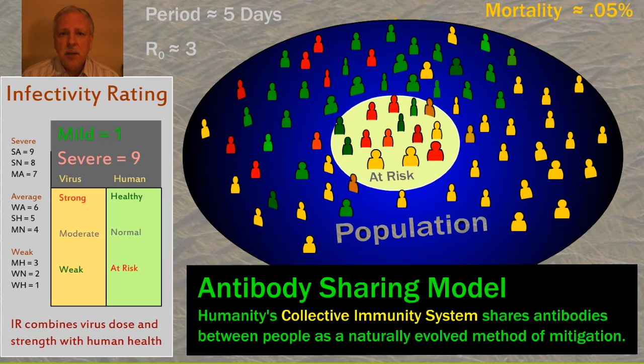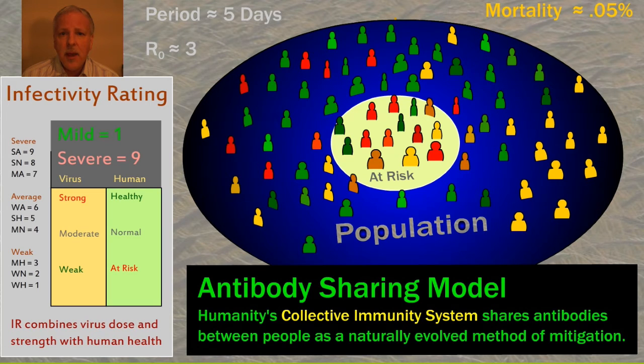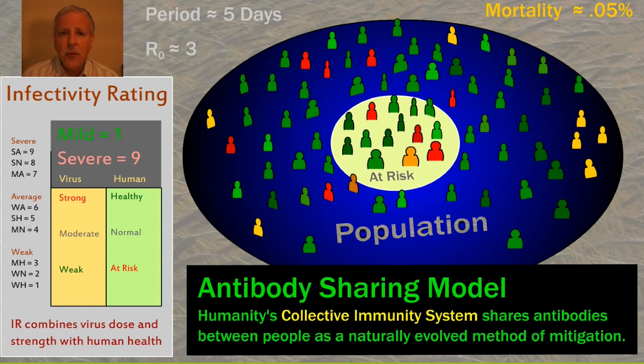This is a novel approach, and we think there's merit behind it. It would be a naturally evolved system for humanity to share viruses and also share the antibodies to protect themselves from the viral infection.